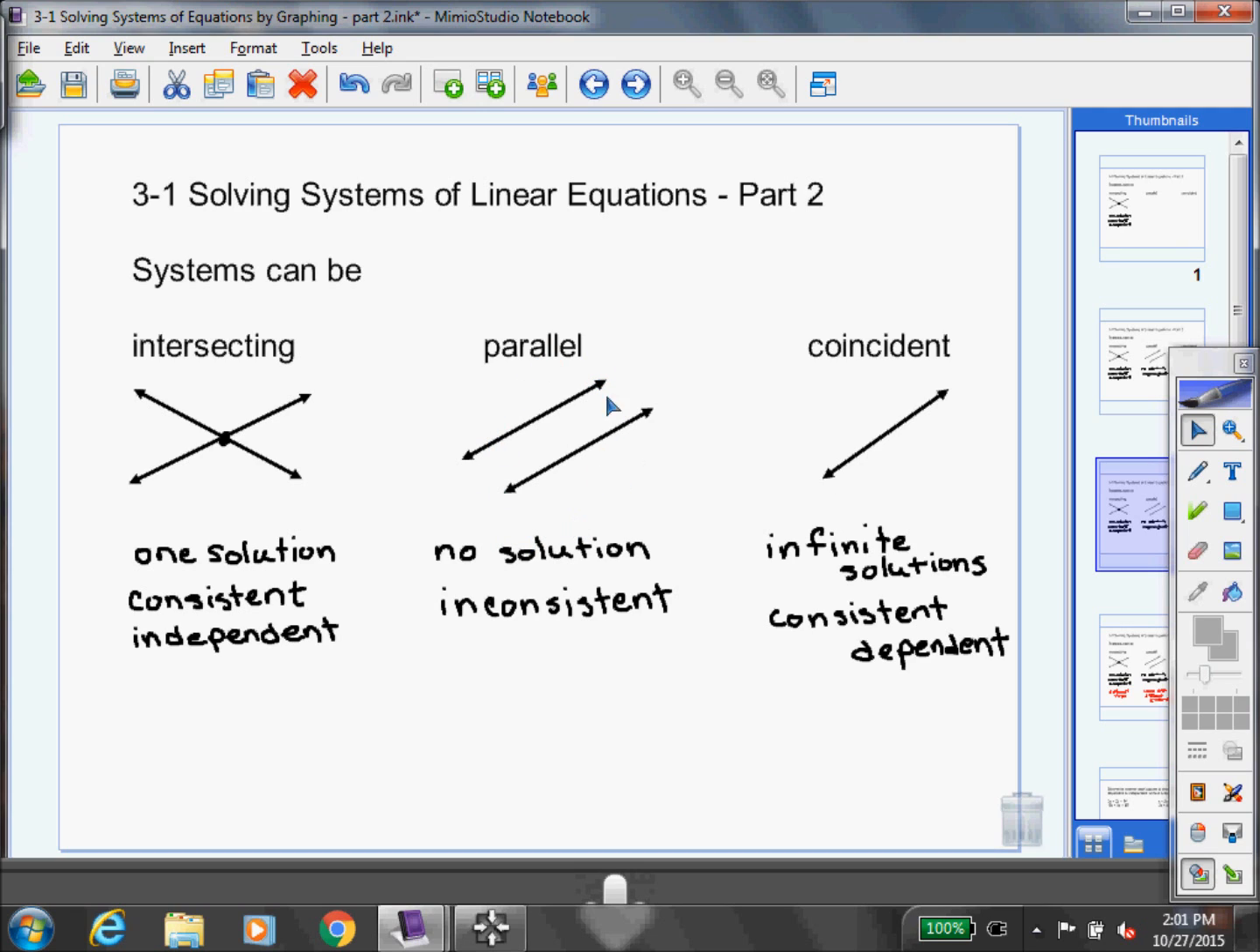They're the same slope. Would the y-intercepts be the same for parallel lines? They actually can't be. Because if they were the same y-intercept and they had the same slope, they would be the same line. So that would make them what? Coincident. So parallel have the same slope, different y-intercepts. Coincidents have the same y-intercept and the same slope.